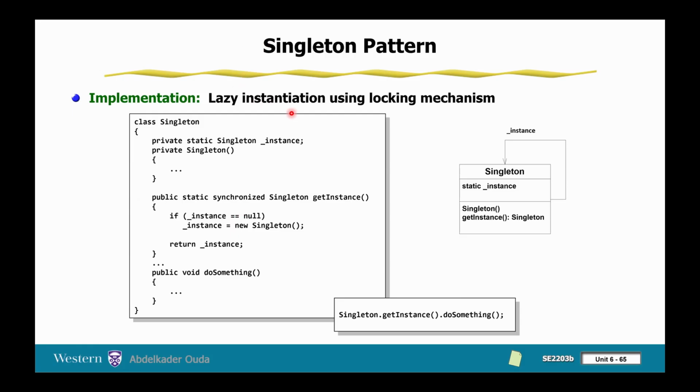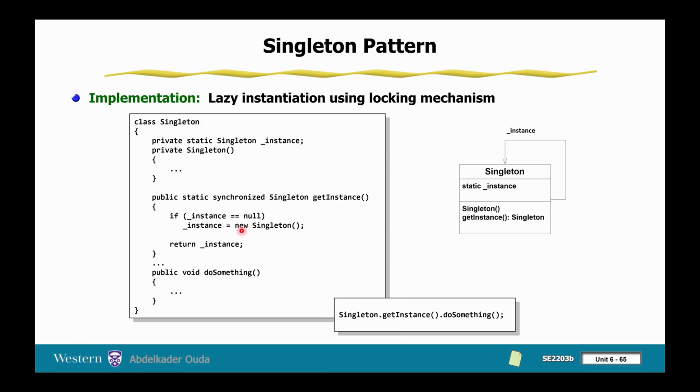So for the lazy instantiation, we use the locking mechanism, which is built in Java. We define getInstance as static, synchronized, and return an object of type Singleton, because this method is responsible for creating the object of type Singleton. Look at the statement here. It says that, using an if statement, if this variable is null, now create a new object.